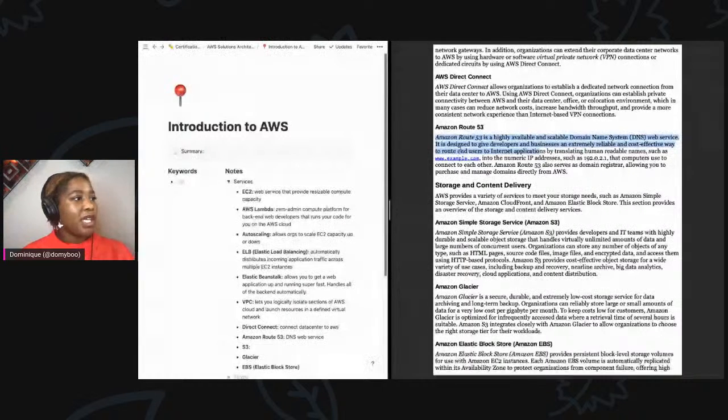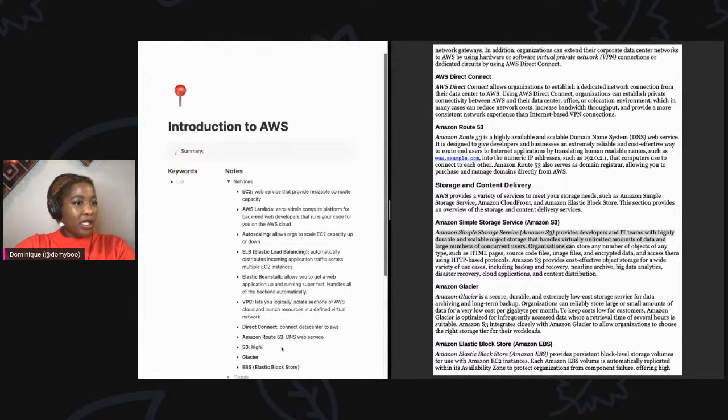What is S3? I'll put S3 and that says 5.3. Wait, no, I'm an idiot. No, it is S3. Okay, I was about to say, I know it's S3 somewhere. Simple Storage Service provides developers and IT teams with highly durable and scalable object storage that handles virtually unlimited amounts of data. That was a question I did see: how much data can you store? And unlimited was one of the choices.